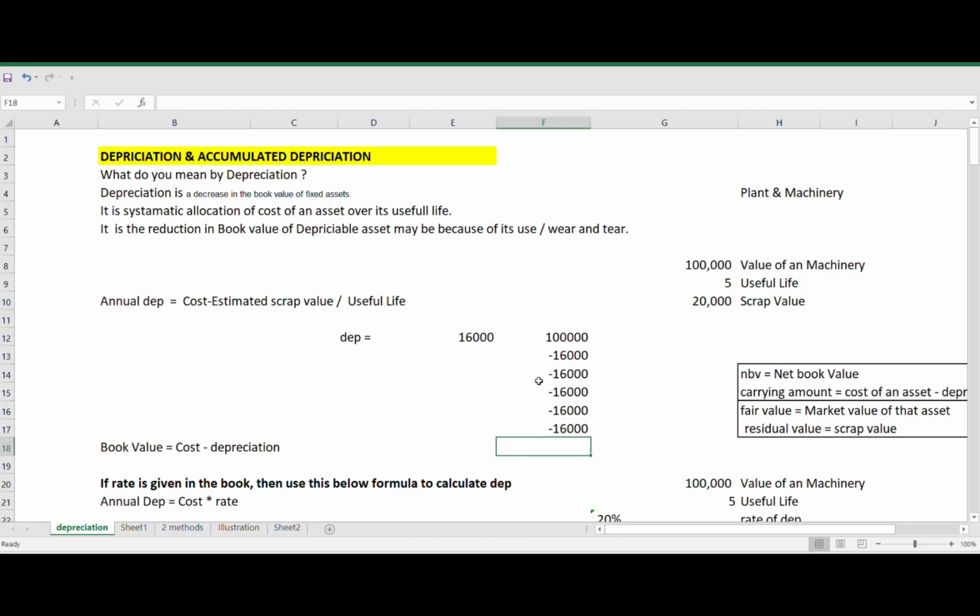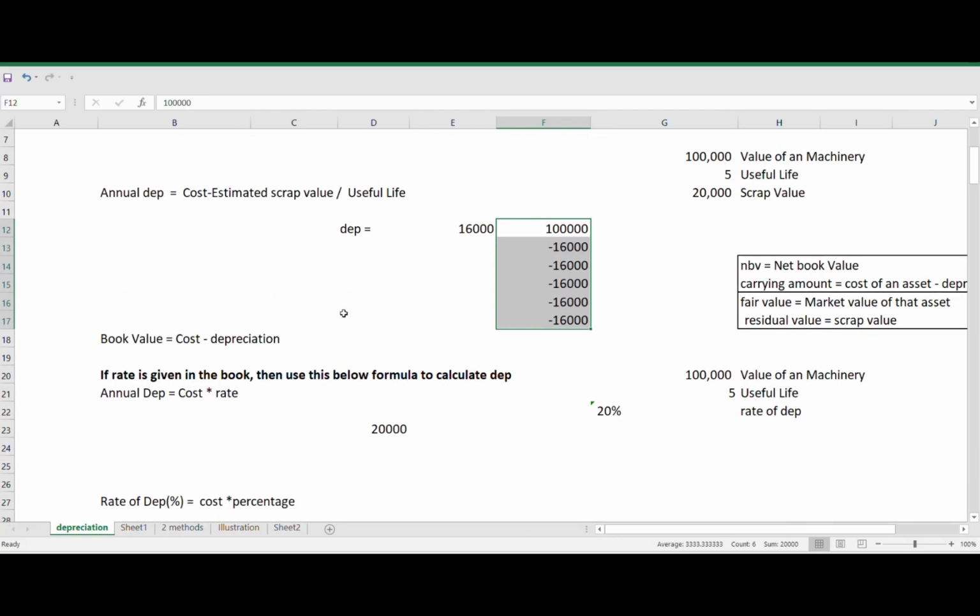So it's a systematic allocation of cost of an asset over its useful life. Useful life is 5 years. Cost is 100,000. Systematic allocation is 16,000 per year. So the scrap value will be 20,000. Hope everybody understood this formula, right? So what is book value? Cost minus depreciation. This is cost and this is depreciation value. So the book value of that particular asset is 20,000.